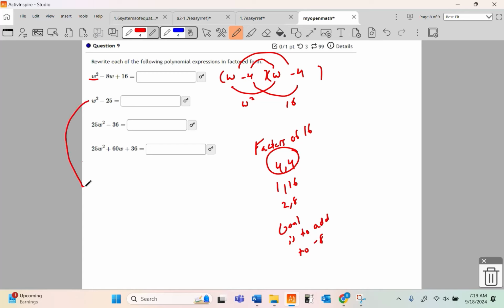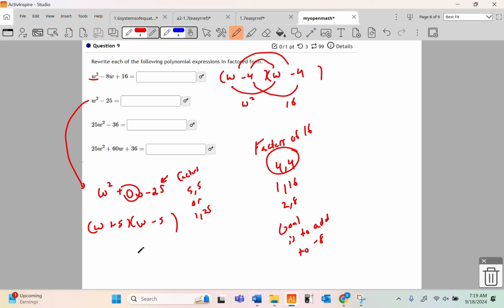This one, I'll teach a pattern in chapter 2, but this is w squared plus 0w minus 25. I know it takes a w and a w. And I know that these factors are 5 and 5 or 1 and 25. And I know that 5 minus 5 is 0. Easy peasy, Japanesey.